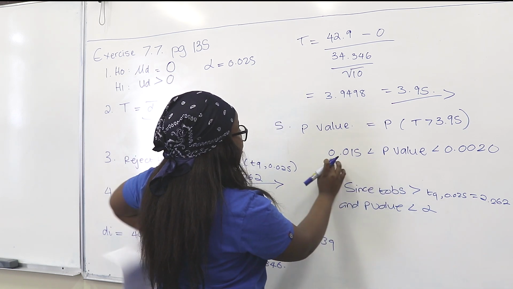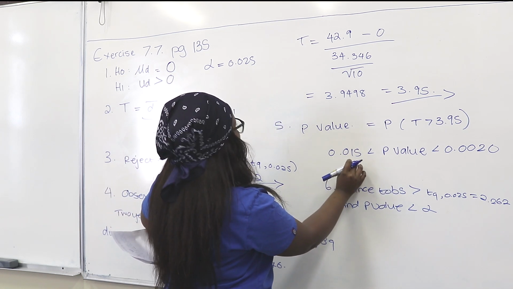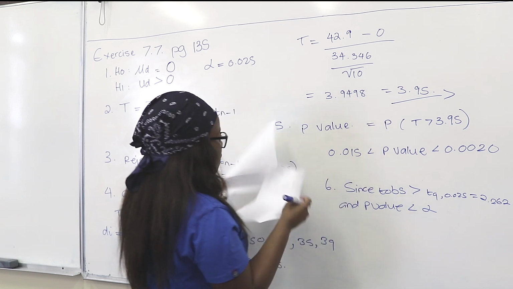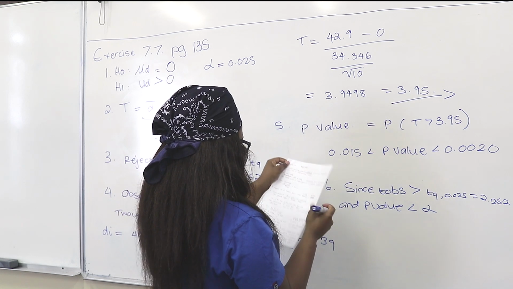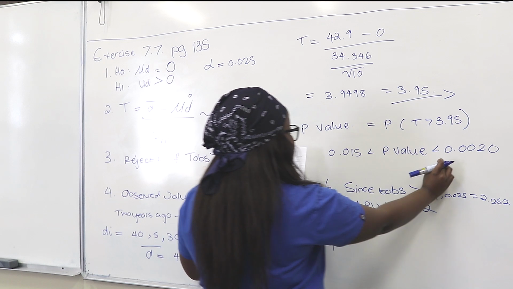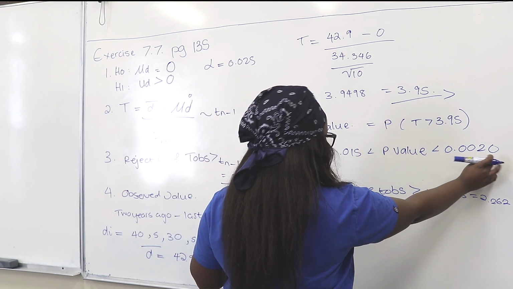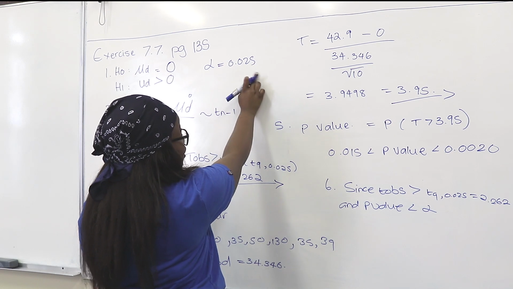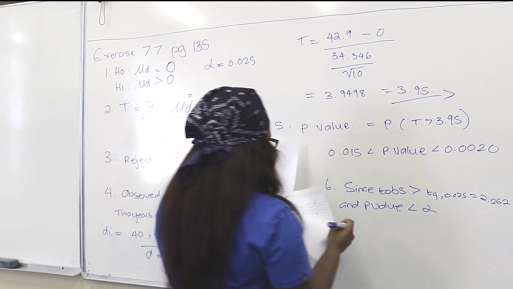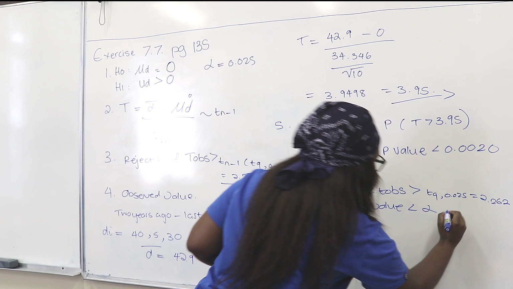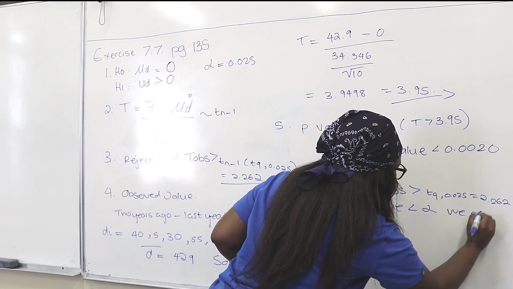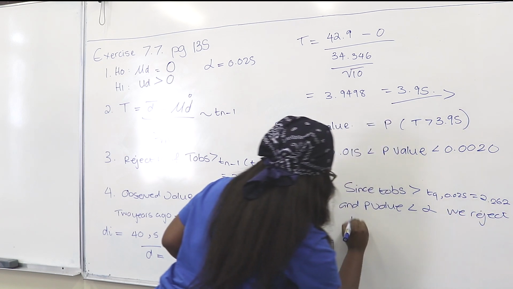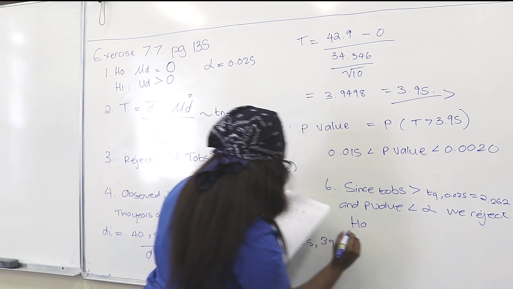Your p-value is greater than 0.015, but less than 0.0020, which means it's still less than 0.025. And so then we reject H naught.